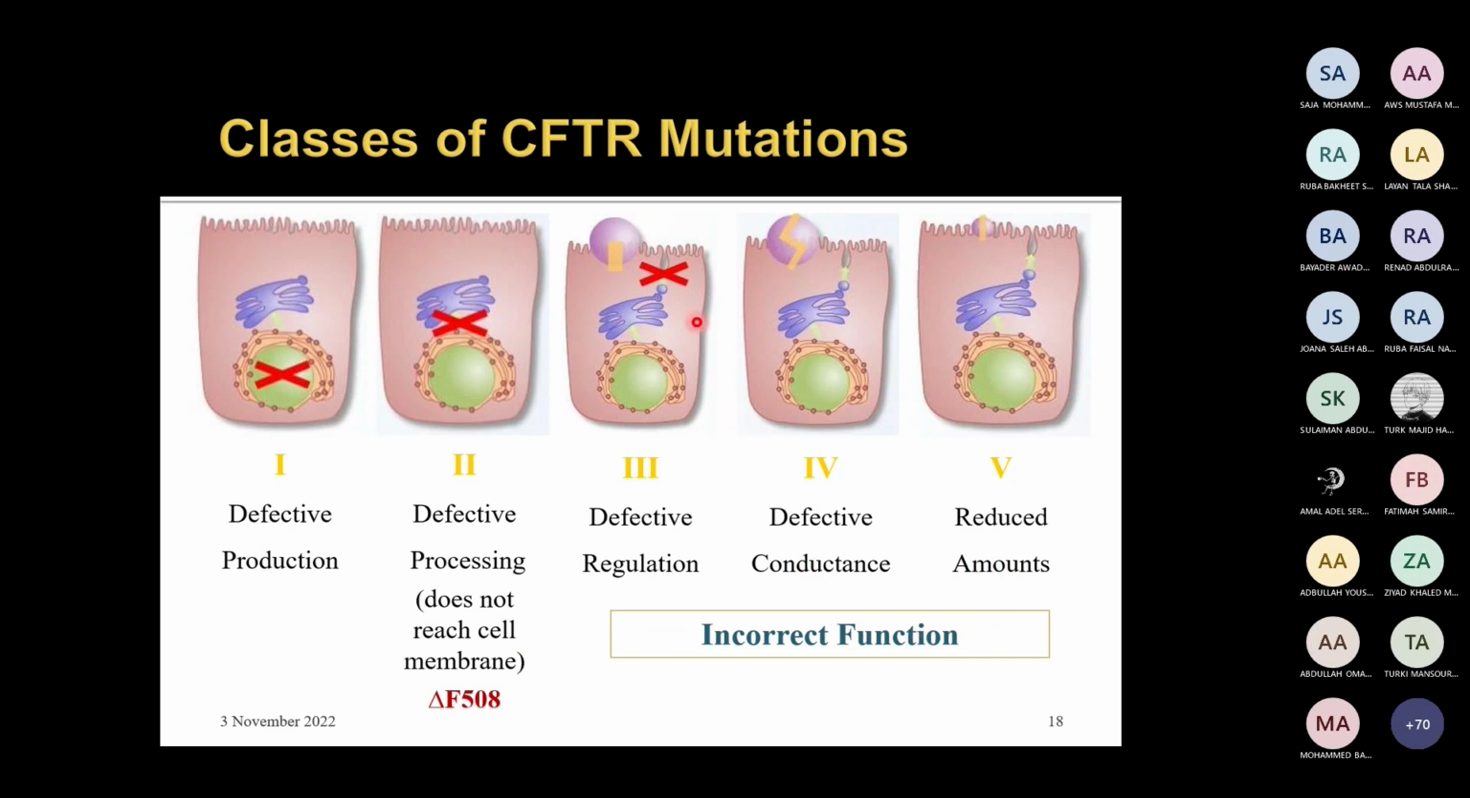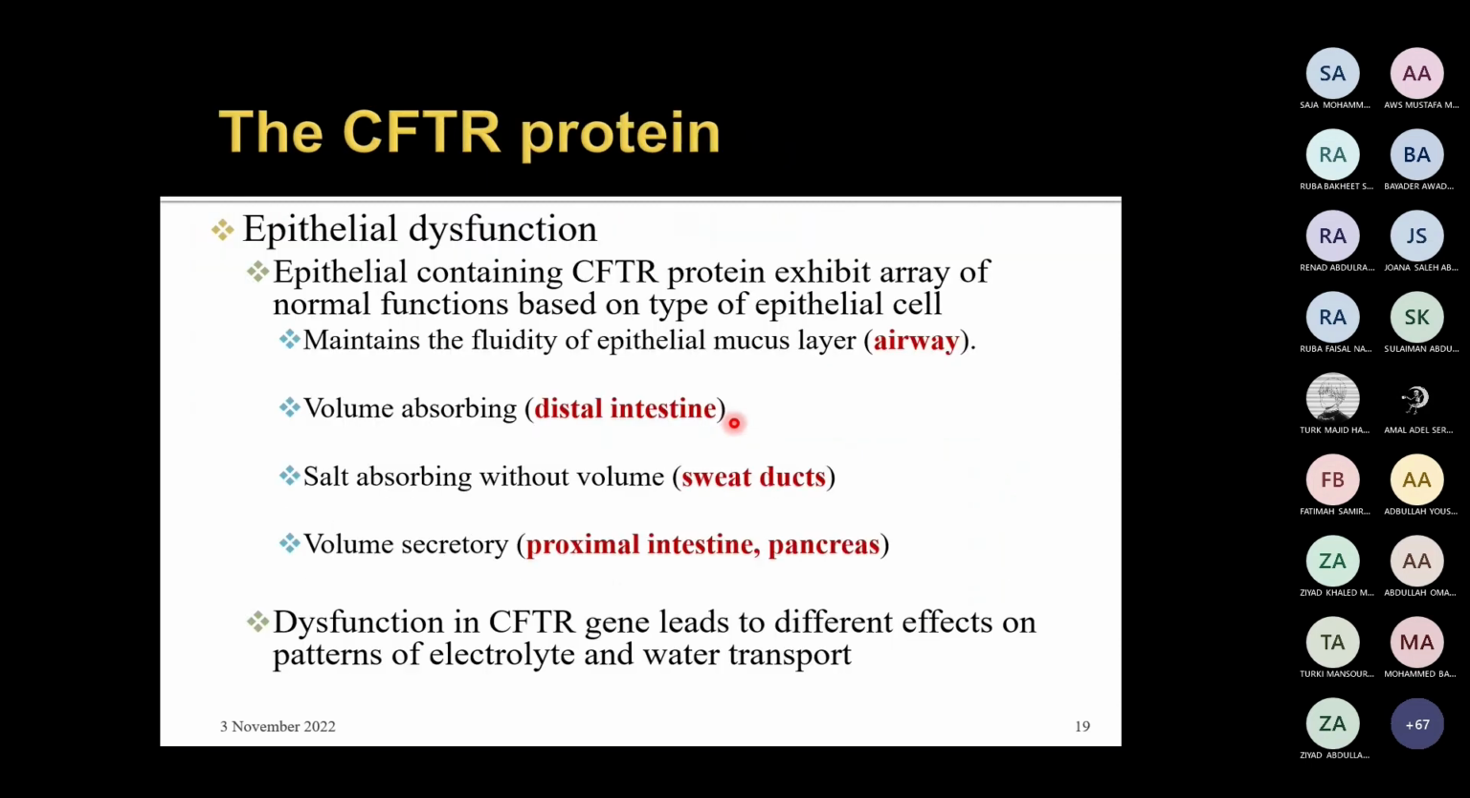Another mutation might result in defective regulation, so the protein does not reach the surface, or defective conduction, so it reaches the surface, but the function of the channel is defective, meaning that it does not secrete chloride. It might take the chloride in. It might reduce in the amount, so protein is produced, but in a low amount. The classical delta F508 results in a defective processing, so it does not reach the cell membrane, because the processing happens before the endoplasmic reticulum inside the cells.